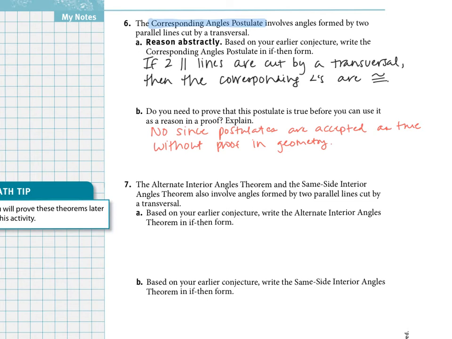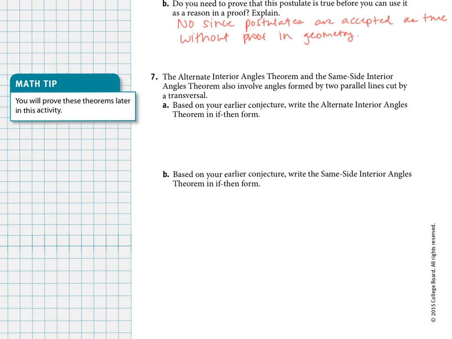Can you think of another postulate that we learned before today? How about the angle addition postulate? Or the segment addition postulate? Yeah, those are two good examples of what we've learned. Now we're going to look at part 7. So we're going to go ahead and go down to part 7.